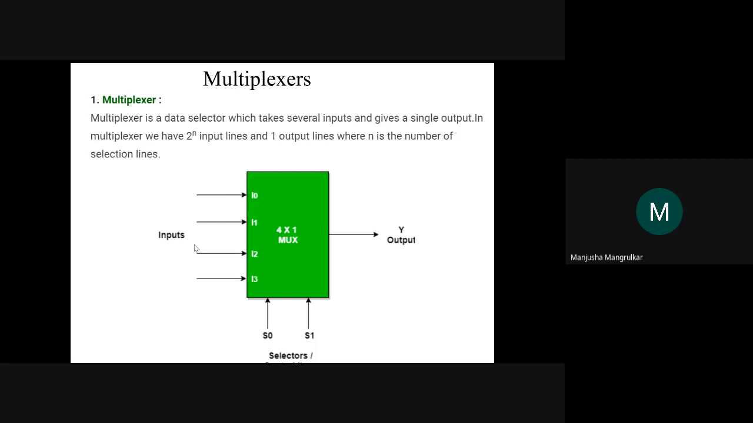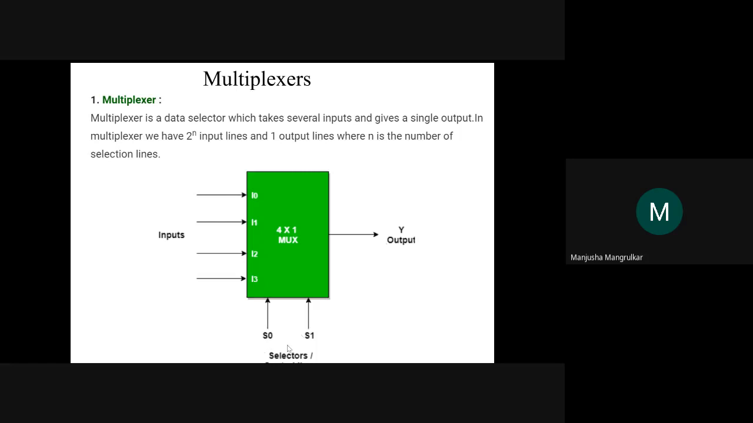In a multiplexer, we have 2 to the power n input lines and one output line, where n is the number of select lines. We can see that this is a mux. This is given the example of 4 is to 1. Now 4 means what? It is 2 to the power 2, means 2 to the power n. So 2 are selector lines, that is S0 and S1, and 2 to the power 2 is equal to 4. So the 4 is the input, 2 is the select line, and 1 is the output.